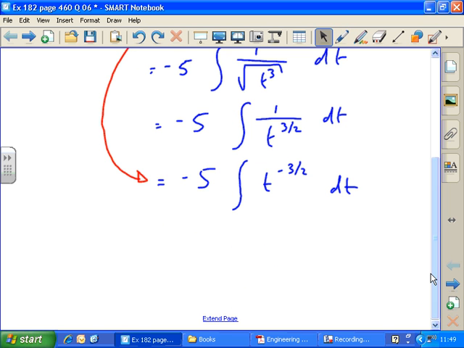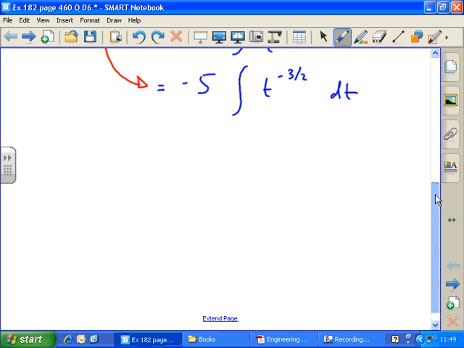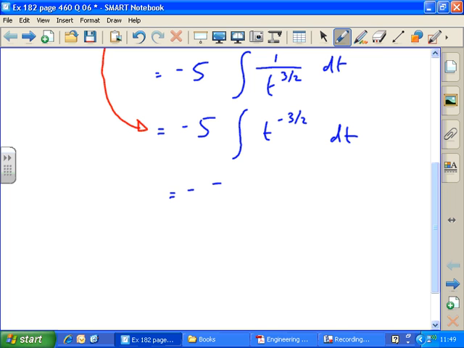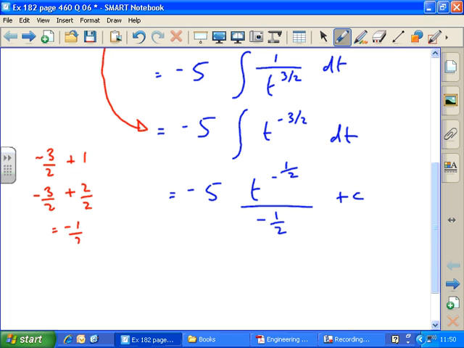Okay, now we have to do the integral. So add 1 to the power and divide by the new power: minus 5 t to the minus 1 over 2, over minus 1 over 2, plus c. Remembering, of course, that minus 3 over 2 plus 1 is the same as minus 3 over 2 plus 2 over 2, and minus 3 plus 2 is minus 1 over 2. That's where the minus 1 over 2 comes from.